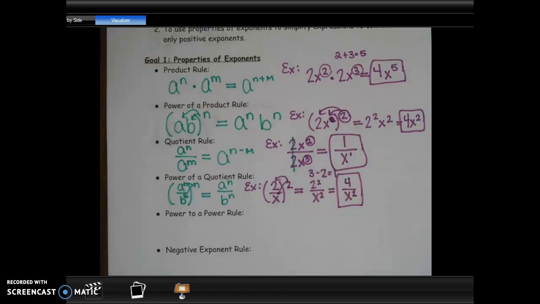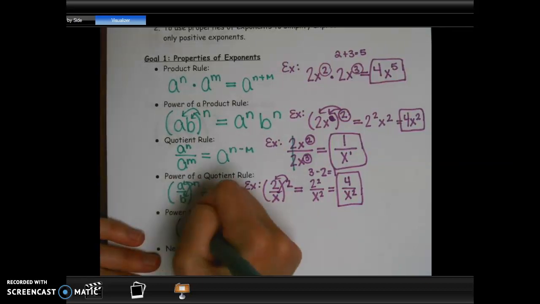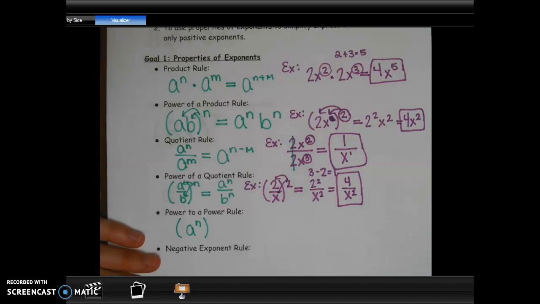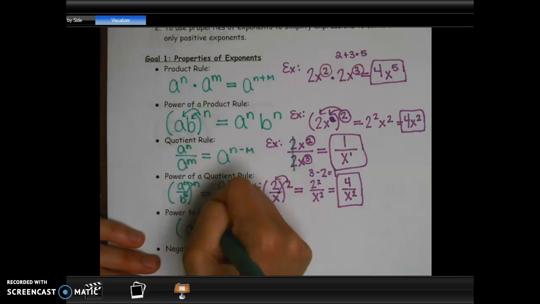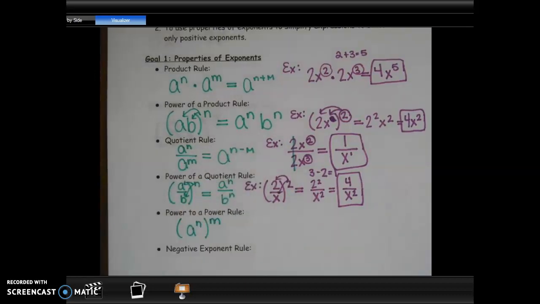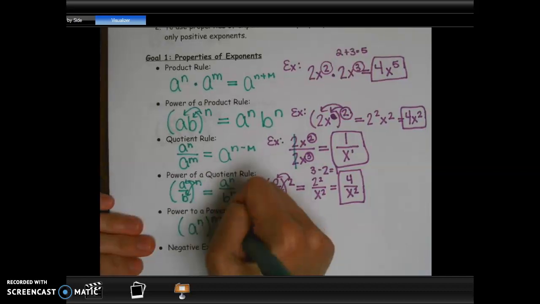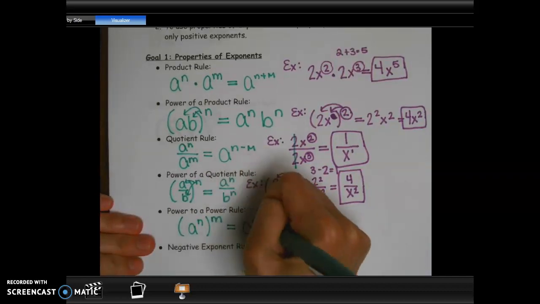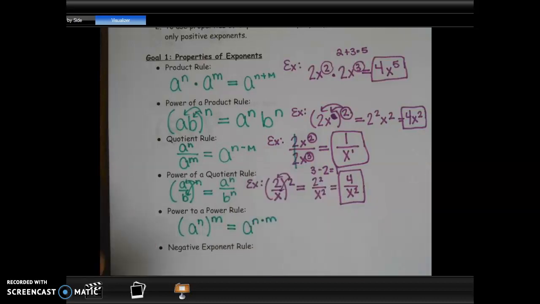Okay, let's keep going. Power to a power rule. So this is whenever you have a power already happening, and we want to raise it to another power. So whenever this happens, you're going to multiply your exponents. So let's do an example.